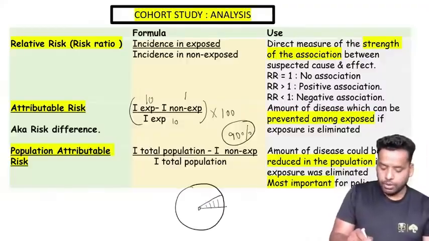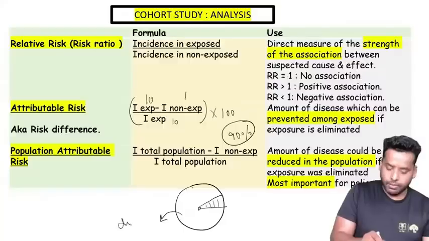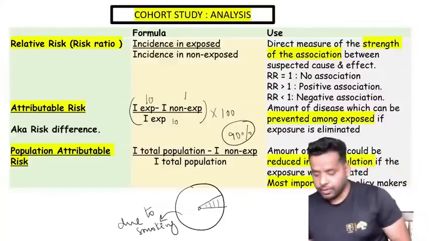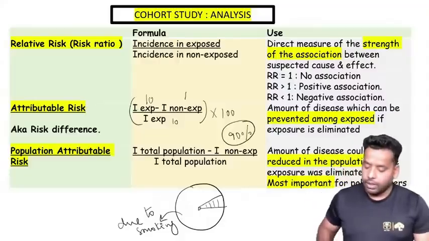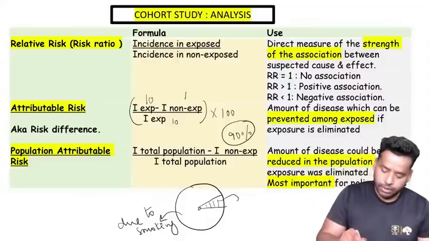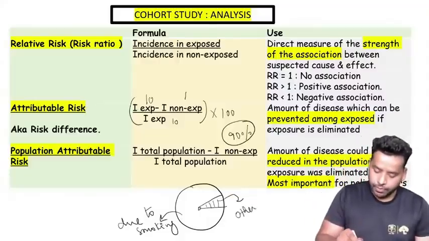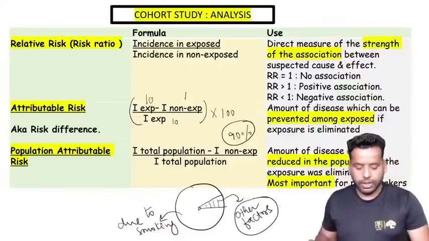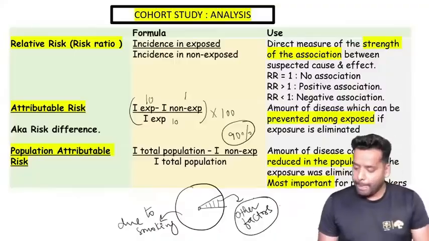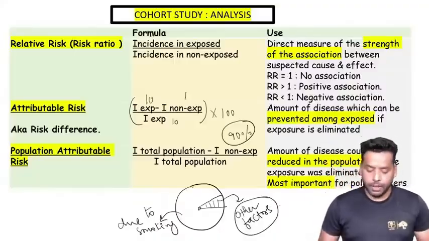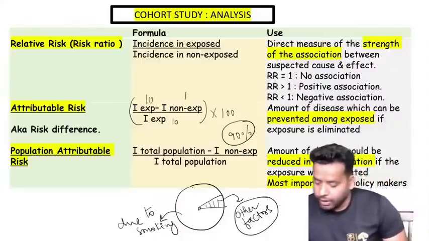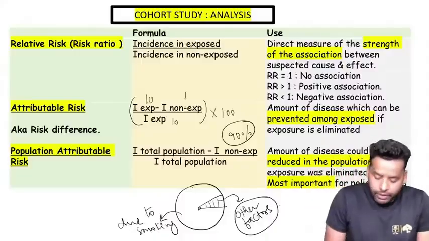90% you can attribute to smoking. For example, if I am taking the exposure as smoking, 90% of the cases will be due to smoking. The remaining 10% is due to other factors. So among exposed group, whatever the cases which is happening, 90% is due to smoking. Remaining 10% is due to other factors.